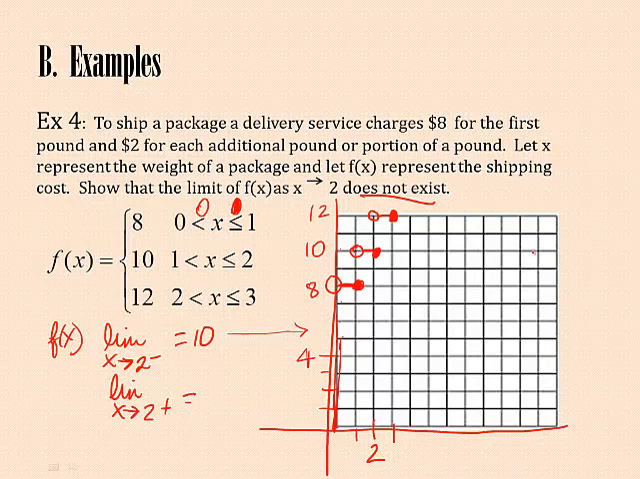Now, from the right, come this direction. If I'm looking at it this direction, what is the y value as x gets closer and closer to 2? Well, it's up here at 12. Okay? Because the left-hand limit is not equal to the right-hand limit, the limit does not exist. And that's what I've done to prove it. The left limit is 10, the right limit is 12. Therefore, the limit does not exist. All right? You're not going to have anything that complex, but I just wanted you to see what it looks like in a real-life example.